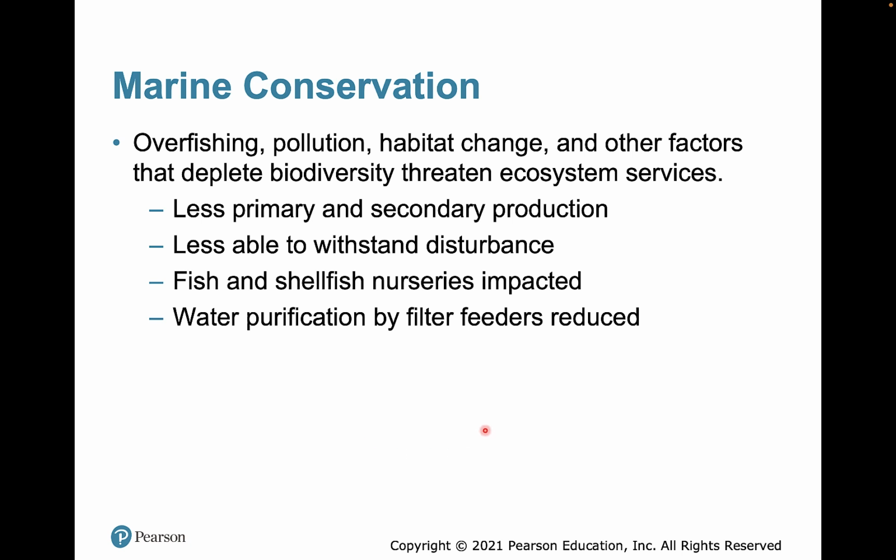Because we are overfishing, because we have a lot of pollution in the water, because we are changing habitats, partially due to climate change, we are depleting biodiversity that threatens normal ecosystem services that take place in marine ecosystems. So there's less production, right? So there's less oxygen that winds up getting produced, primary and secondary production. So then that impacts the fisheries in the ocean, right? If there's less oxygen in the water, you're not going to have as many fish that are going to be able to survive, right?